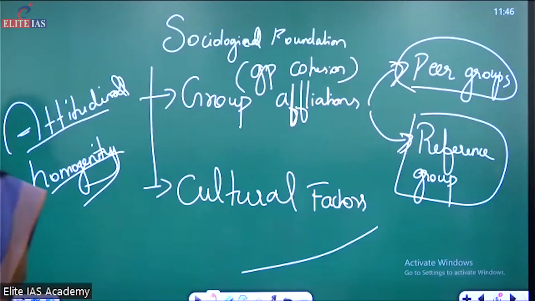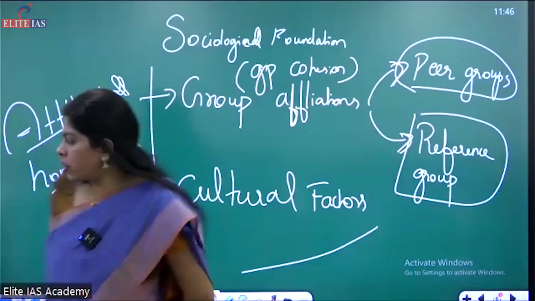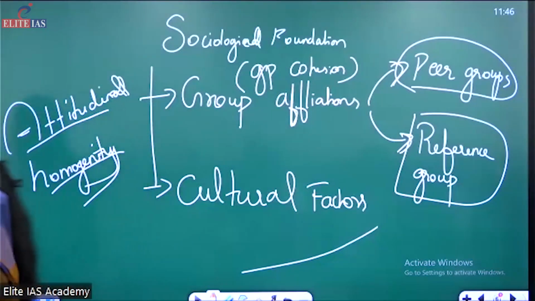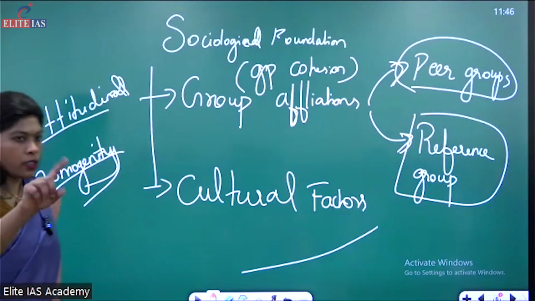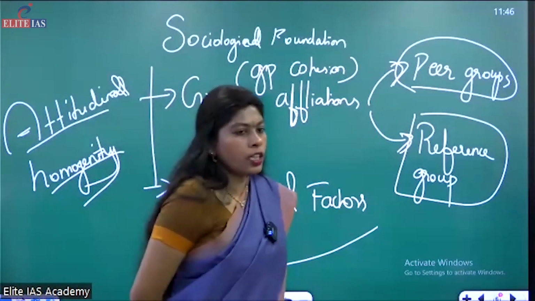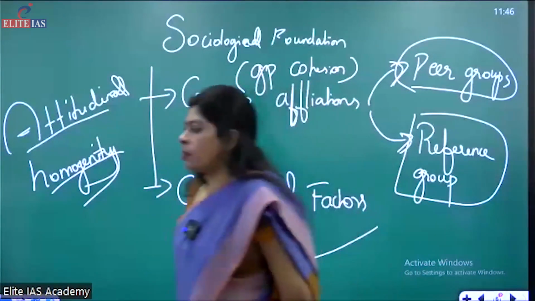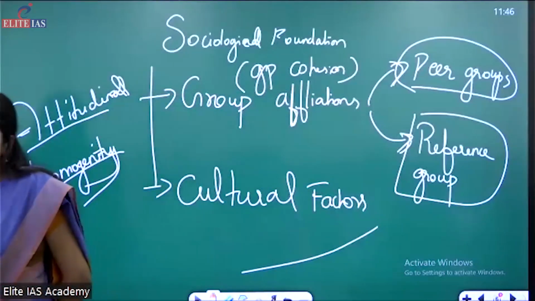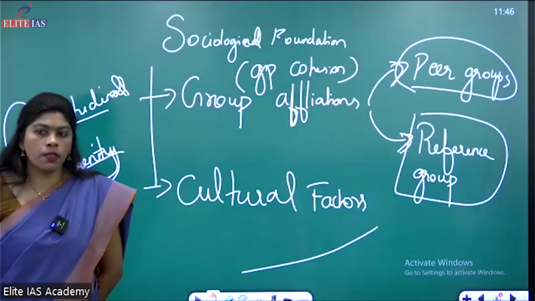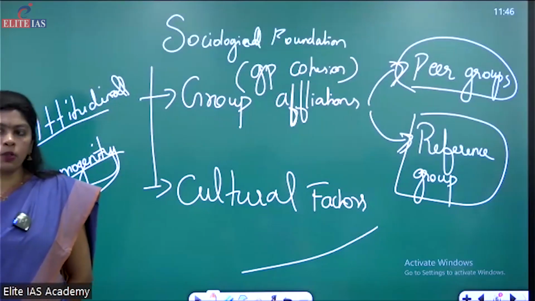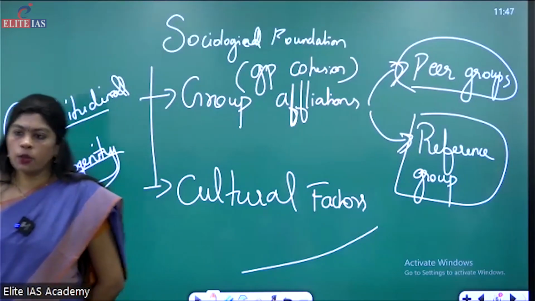Then, reasons for attitudinal homogeneity. Mention this word here. When you are writing your answers, you can use this word, attitudinal homogeneity. First, what is attitudinal homogeneity? Inside the bracket you mention what it is: all the members of the group develop similar attitudes. That is attitudinal homogeneity.